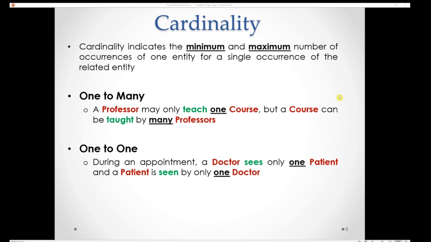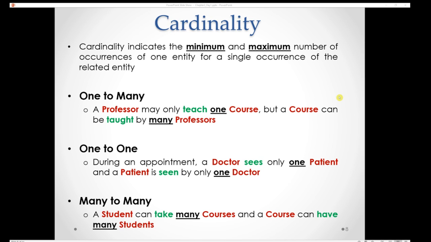The second maximum cardinality type is one-to-one. In this case, during an appointment, a doctor sees only one patient, and a patient is seen by only one doctor. The last maximum cardinality type is that of many-to-many. So in this case, we have that a student can take many courses, and a course can have many students, maximum. Again, notice that the minimum cardinality is not addressed here.